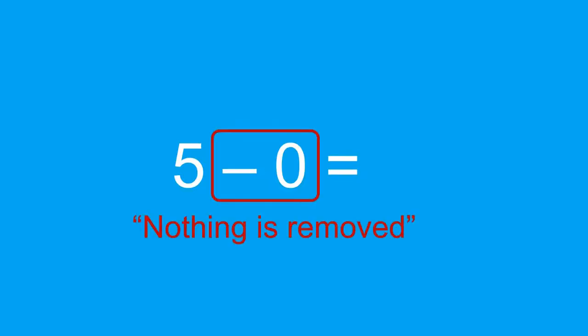What is 5 minus 0? Actually, any number minus 0 is just itself. Subtracting 0 means you didn't remove anything from 5. So the answer is still 5.